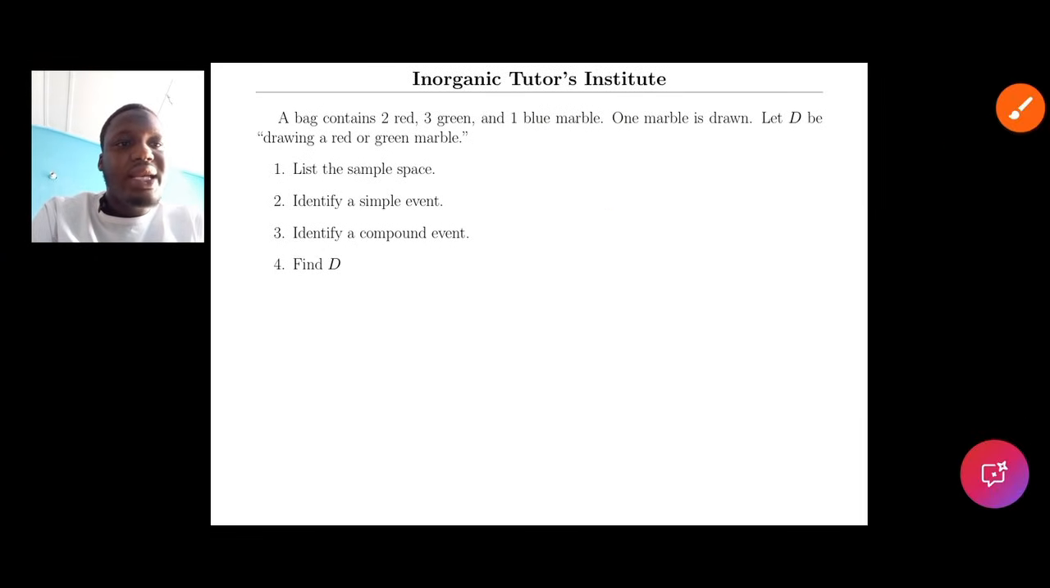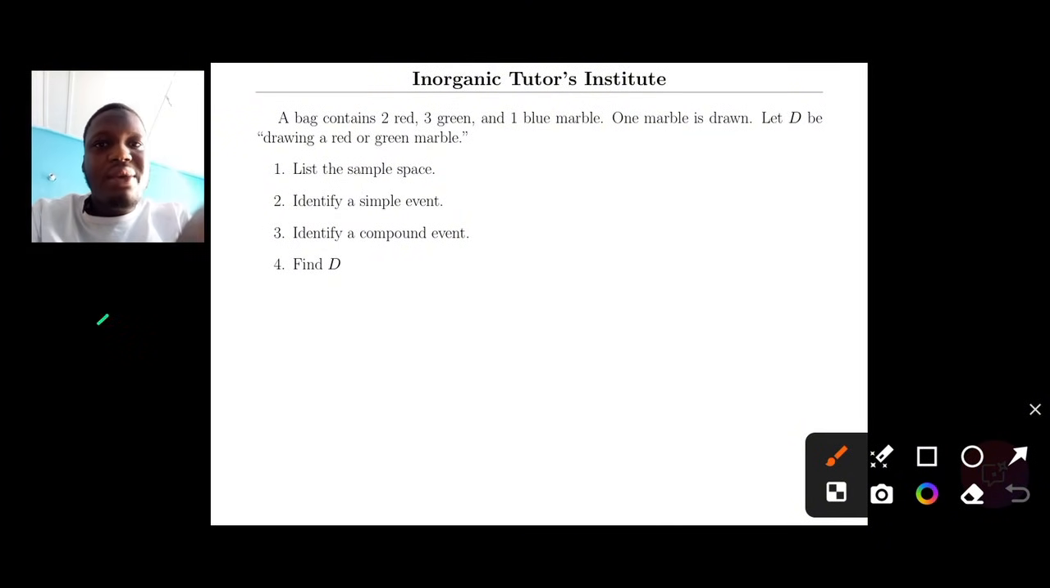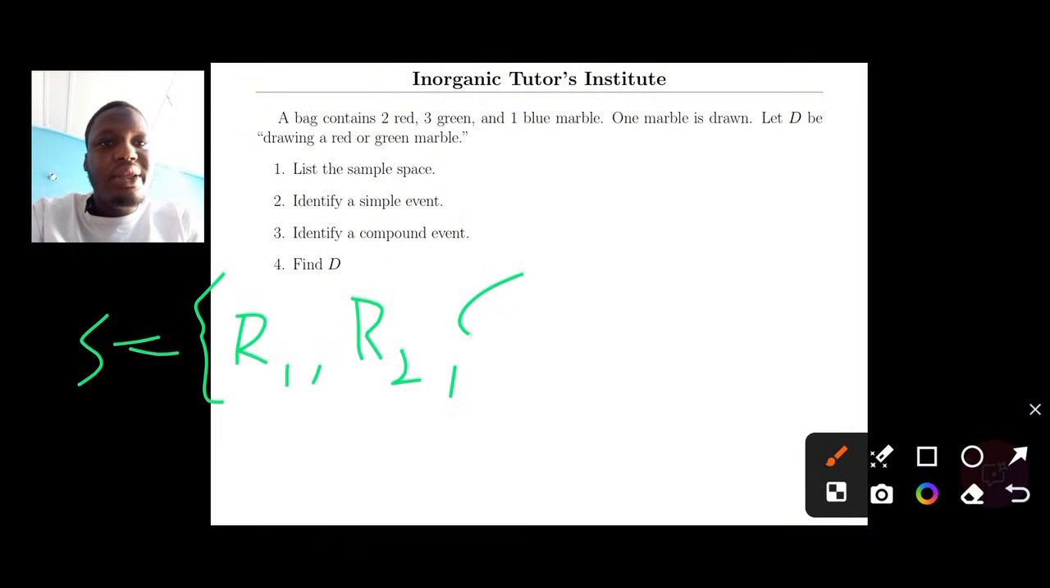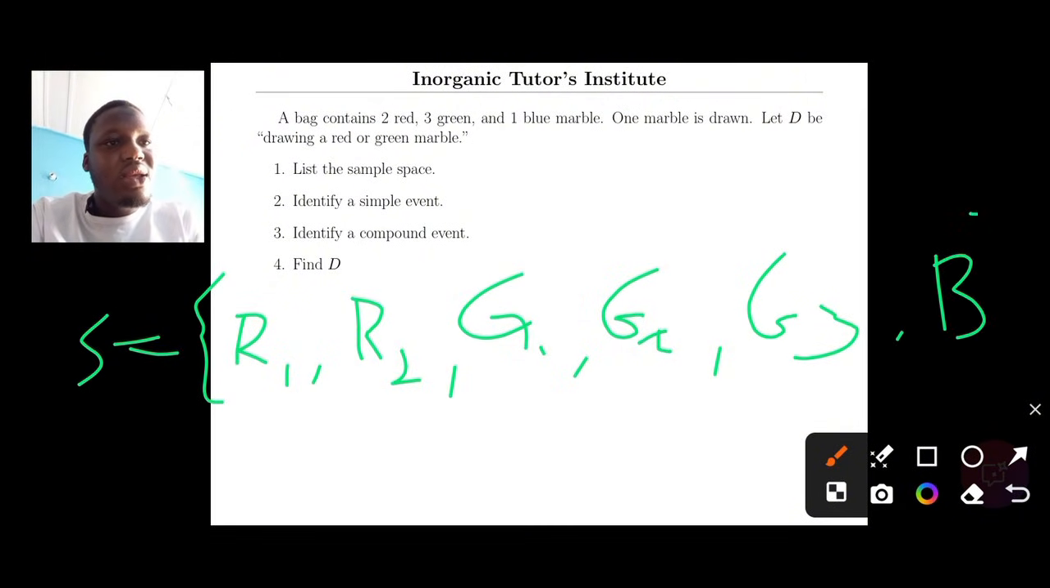Okay, so instead we have the sample space equals the first red ball, the second red ball, the first green ball, the second green ball, the third green ball, and the only blue marble. So this is the correct sample space.